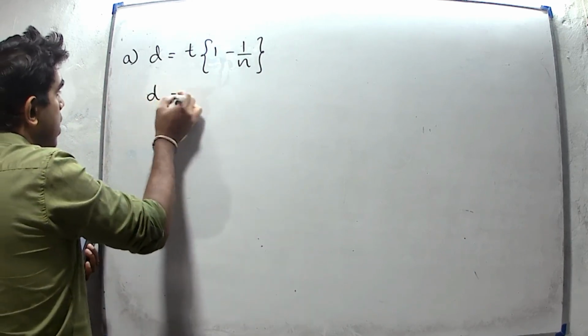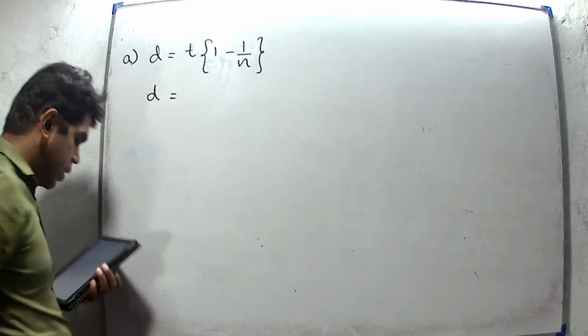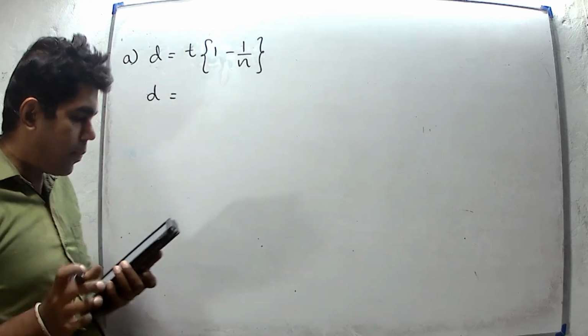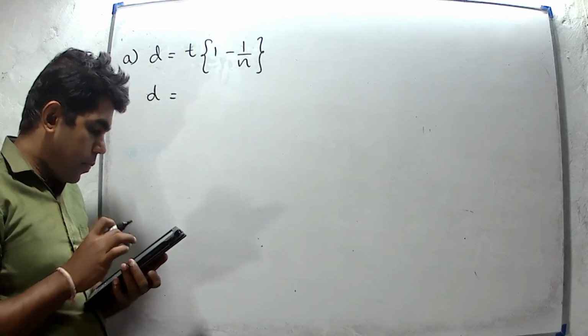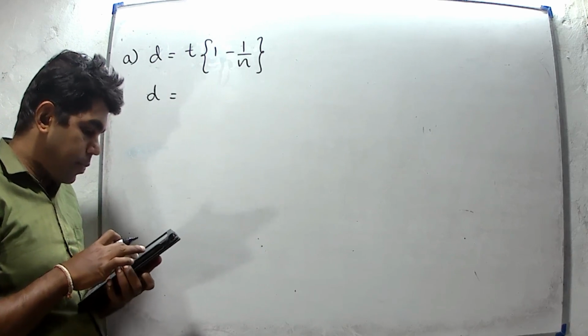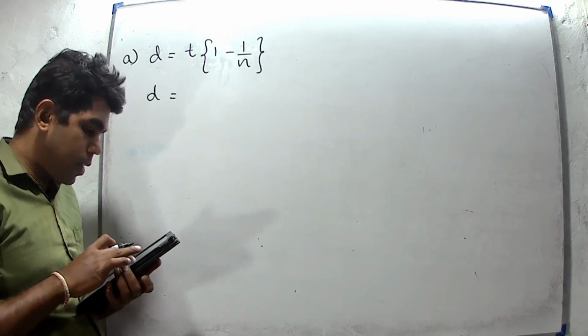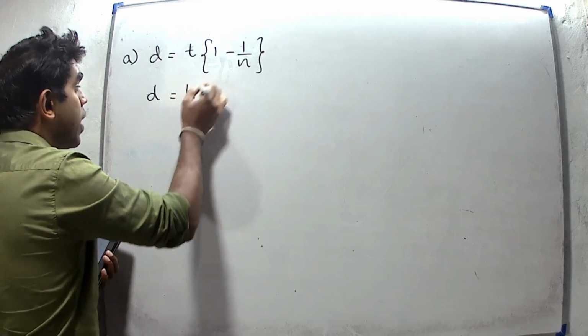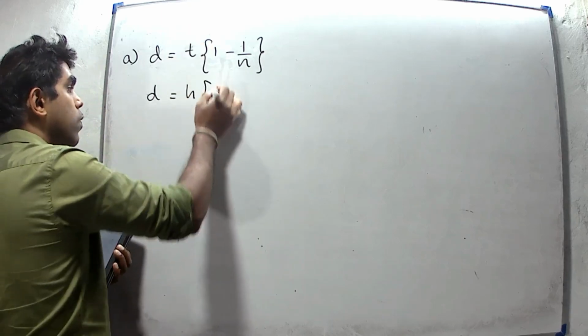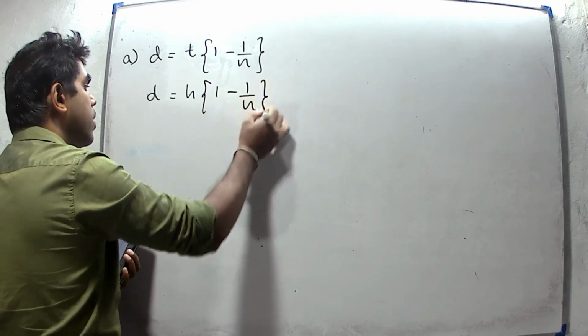But in this question, they have given that the thickness of the plastic block is simply H. We have to substitute H as the T value: D equals H times 1 minus 1 over N.